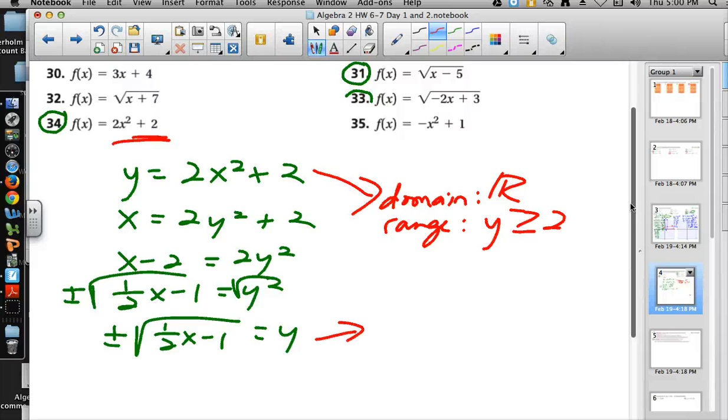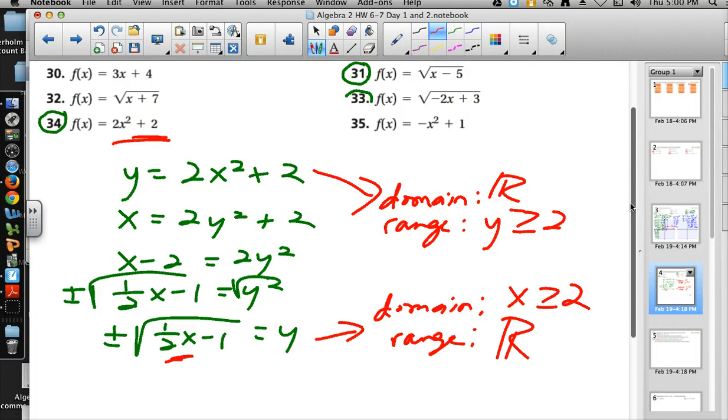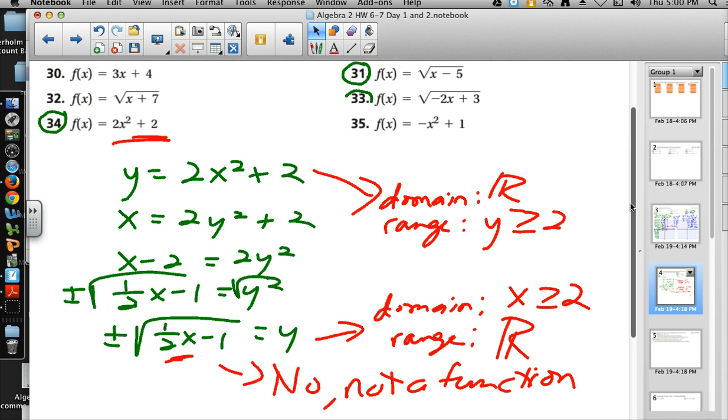So our inverse domain and range. Remember, we have to flip-flop the domain and range of the original. So x greater than or equal to 2. And you take a look at this, and that makes perfect sense, because if we put a 2 in there, we're going to get 0. And then our range is going to be all reals. And of course, as I talked about before, nope, not a function. We have that plus or minus piece in there that's going to keep us from being able to do what we need.